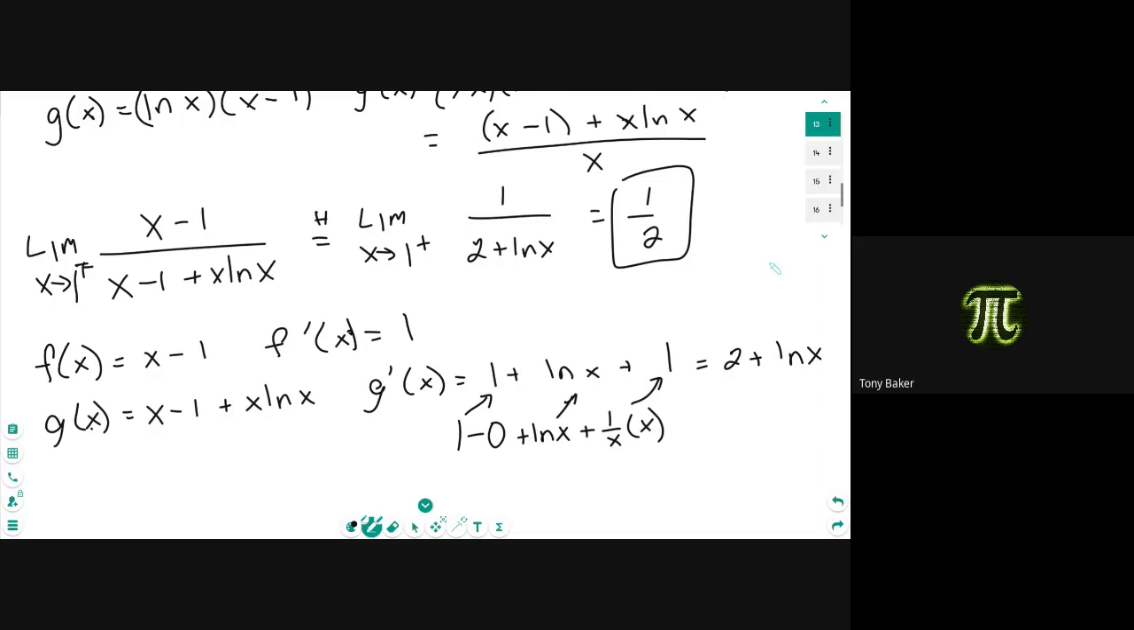Makes sense? I know it's a lot of little steps. It's a lot of places. In essence, L'Hopital's rule is a lot of manipulation. Like, how do we change it to get it to the way we want it to look?